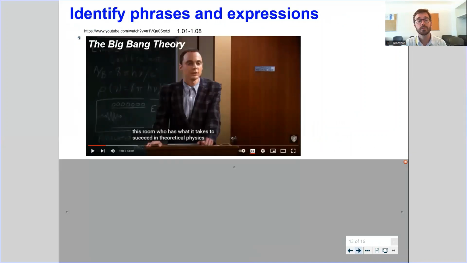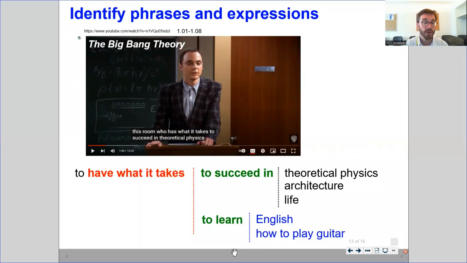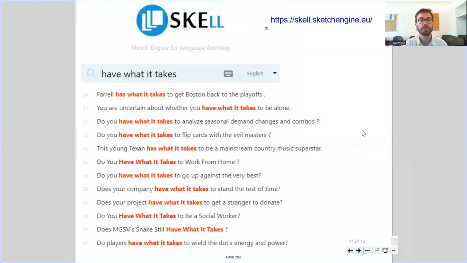Something else that you can do that's really nice, if you have a TV show that you really love, you can note down expressions that you find in these shows. So, for example, Big Bang Theory, very popular. Okay, this was a scene where Sheldon is talking to a group of people about what it takes to succeed in theoretical physics. Really nice expression. Okay, we can take that to have what it takes, and we can look at examples. Okay, so there's a really useful website, Skell. Okay, the web address is here. It's free to use. You can type in an expression and it gives you lots and lots of example sentences.